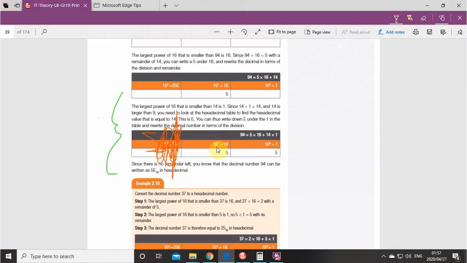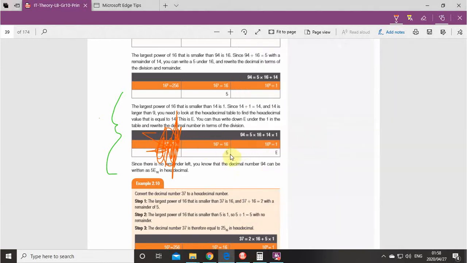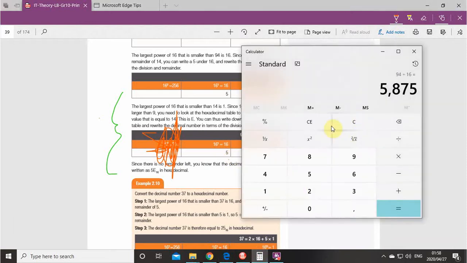So that is 16 to the power of 1 equals 16. In this step, we want to see how many times 16 goes into 94. We take 94 divided by 16, which gives 5. So we write 5 here. Then we want to see the difference: 5 times 16 is 80, and 94 minus 80 is 14. That is our remainder.